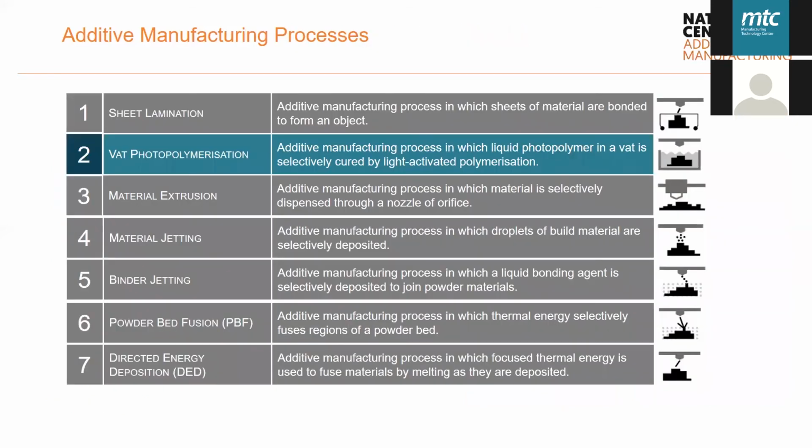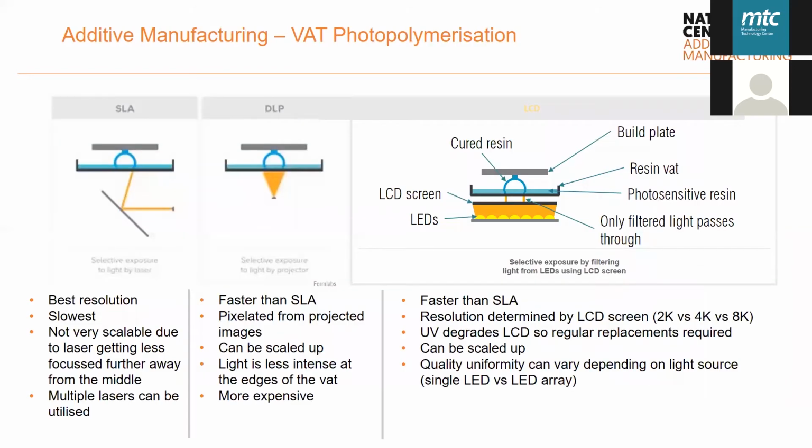So we're going to move on to vat photopolymerization. So it's an additive manufacturing process in which liquid photopolymer in a vat is selectively cured by light activated polymerization. So this is just a top level overview of the 3 different types of vat photopolymerization technologies that are currently out there.